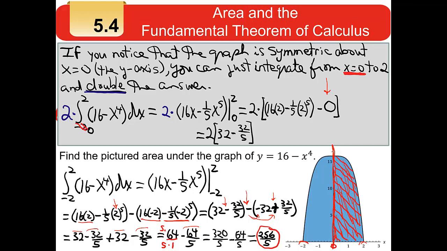16 times 2 is still 32 like it was before. 2 to the fifth is still 32 times a fifth is 32 fifths. And then you get a common denominator. 32 over 1 is 160 fifths. 160 minus 32 is 128. But you're doubling it. Remember, all the way down, you're doubling it because the actual area you're looking for is twice as much as what you're finding, and that gives you 256 fifths. And notice that's exactly the same answer as before.